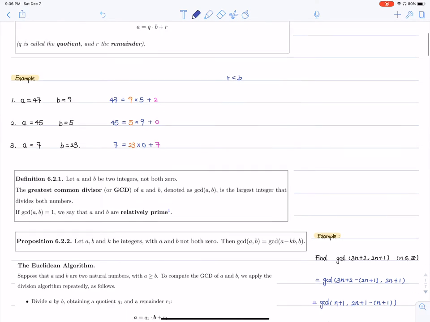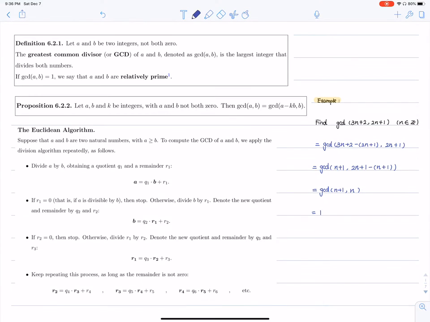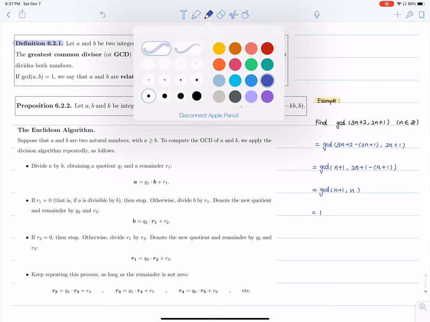let's skip this part. Definition, greatest common divisor, GCD. I'm pretty sure a lot of you already know this from high school, but it is the largest integer that divides both numbers. So if GCD of a and b equals 1, then they are relatively prime, or co-prime. Proposition.